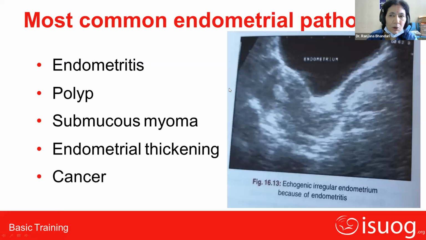Now we will come to some common endometrial pathology. Endometritis. Normally, endometritis doesn't occur in ladies because every month we are having menstruation. So mostly inflammation and infection doesn't occur, but still sometimes after D&C, or after some operations, we get endometritis, which can be seen as irregular endometrium. In these cases, sometimes we also see endocavitary fluid. Sometimes we also see gas because of gas producing organisms causing endometritis.